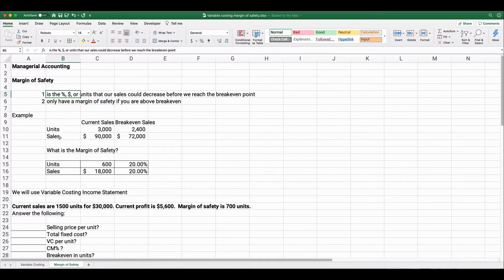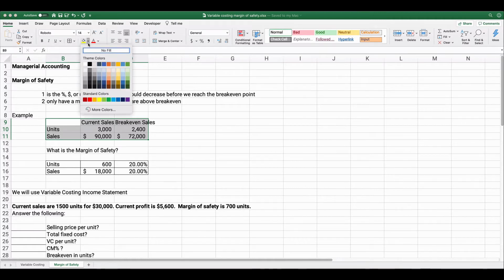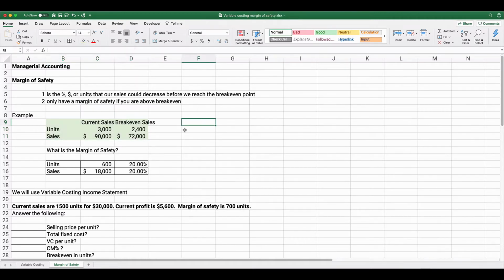So, for example, let's say our current level of sales is 3,000 units, and times $30, I assume a $30 selling price, our sales are $90,000. Let's say our break-even point is 2,400 units, and times 30 will be $72,000. So what's our margin of safety?